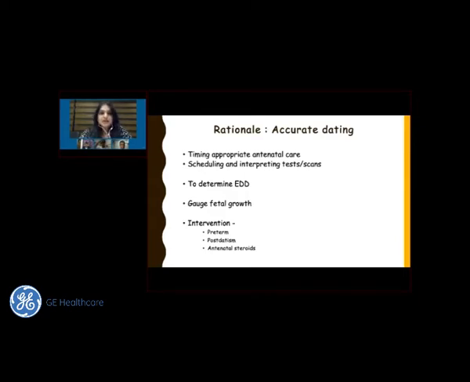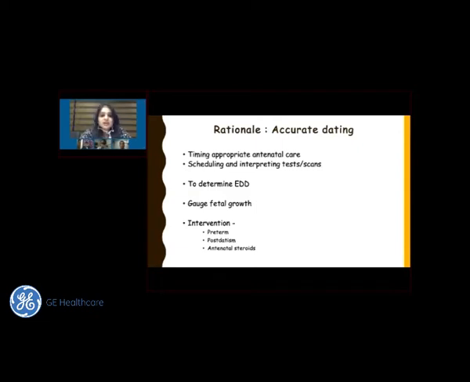And of course, the most vital reason why you need to have an accurate dating is to determine the expected date of delivery. So the fetus may not deliver on the EDD assigned, but we need to have a fixed cutoff against which we are gauging the growth of the baby, and this cutoff is the EDD. So to determine the EDD, we need to know exactly how old the fetus is.